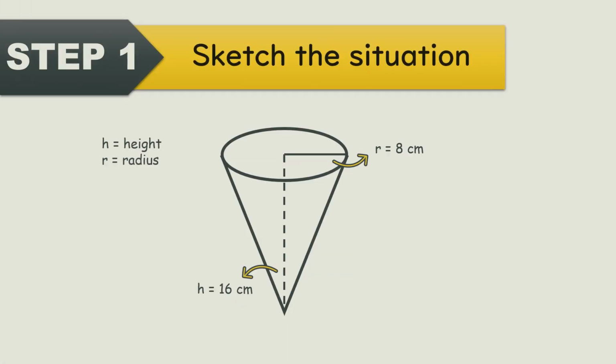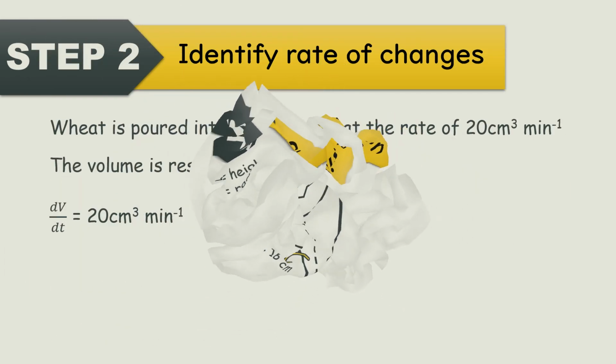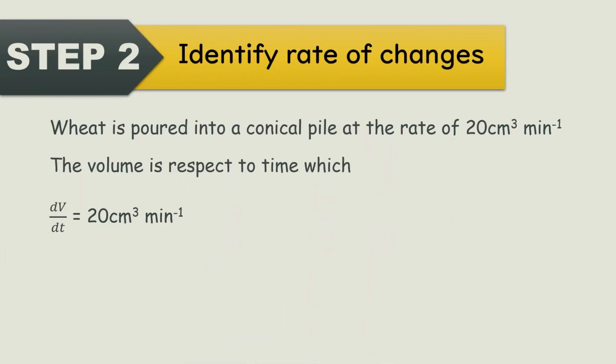Step 1. Sketch the situation. You need to sketch a cone with height 16 cm and radius at 8 cm. Step 2. Identify rate of changes. Wheat is poured into a conical pie at the rate of 20 cm³ per minute. The volume in respect to time, which is dV/dt, equal to 20 cm³ per minute.